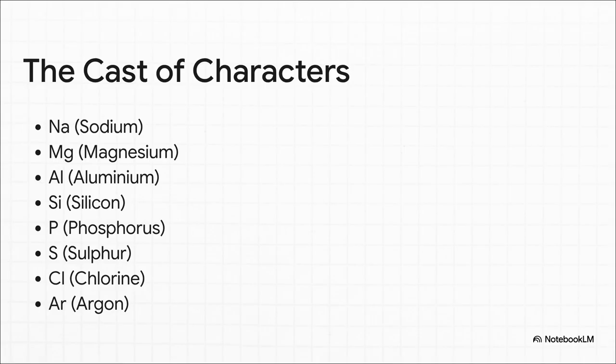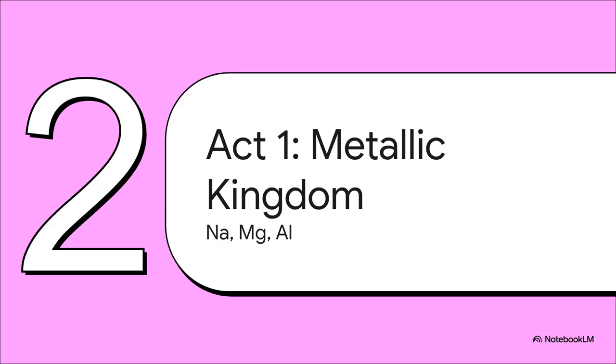You know, even just listing them out like that, you can almost feel the shift, can't you? We start with these classic solid metals and end up with gases. That very obvious change from metal to non-metal, that's really the heart of our story. So, our journey is going to start in what I like to call the metallic kingdom. This is where we find our first 3 elements: sodium, magnesium, and aluminum.